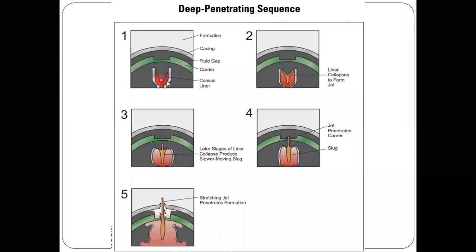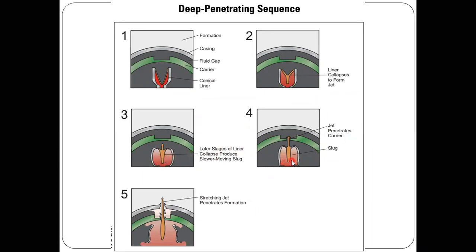So this is a conical liner, this is a carrier and fluid gap, casing. Then there should be cement around it and thereafter the formation. When you detonate the charges, the liner is going to collapse in this way when you have a conical liner. Thereafter, in later stages of liner collapse, it produces a slower moving slug.